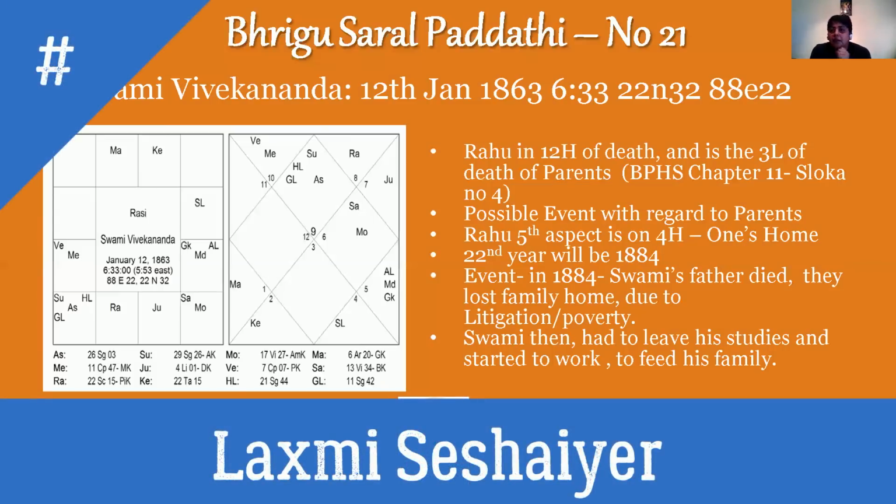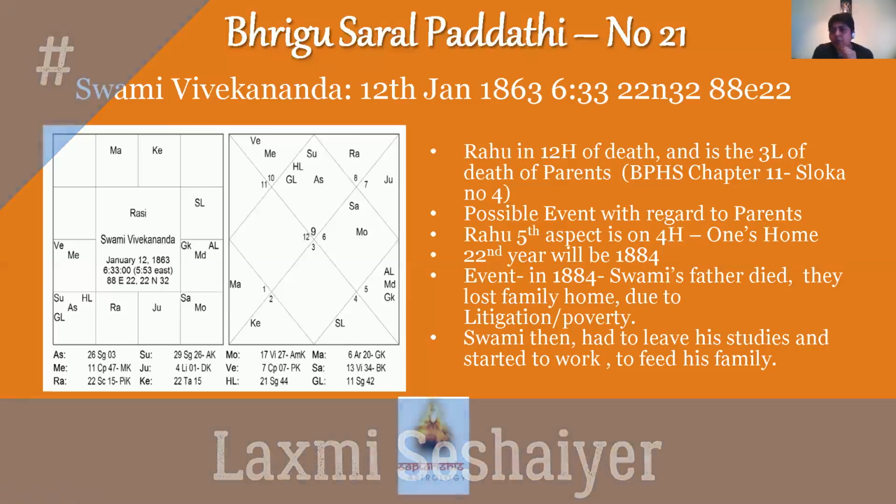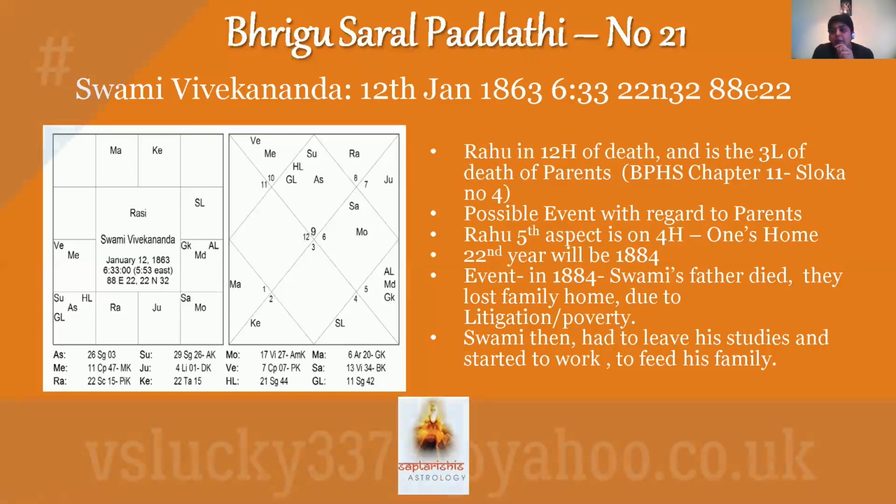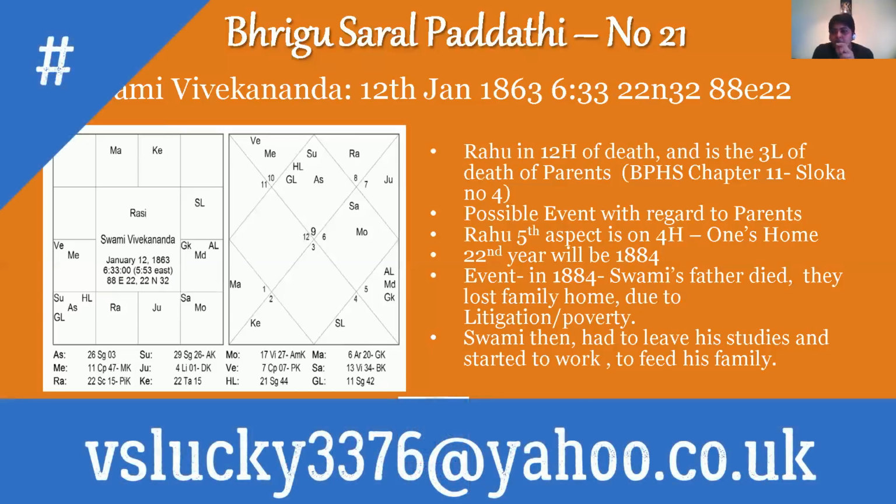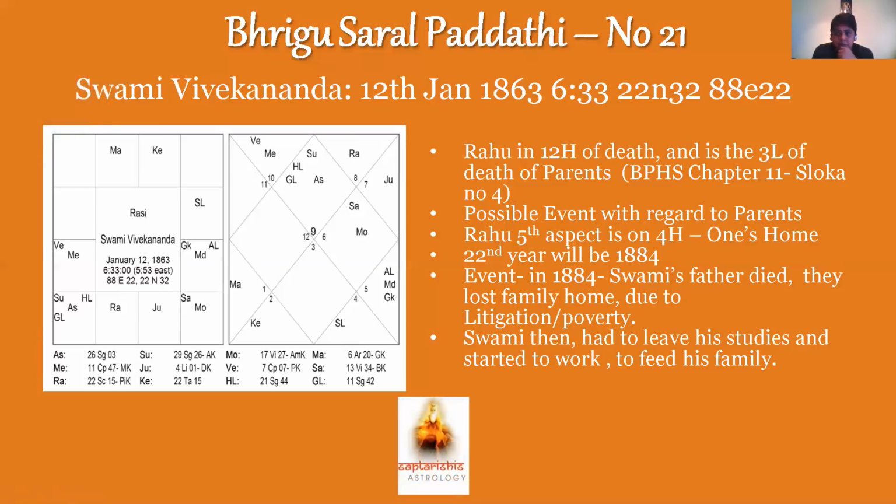There are many such quick snapshot methods in the book Bhrigu Saral Paddhati, published by Saptarishis Astrology. You could get it from the Saptarishis Book Store, which has a lot of charts to understand, and I think many dictas like this. I hope you like the quick snapshot method, Bhrigu Saral Paddhati, and give us your feedback.